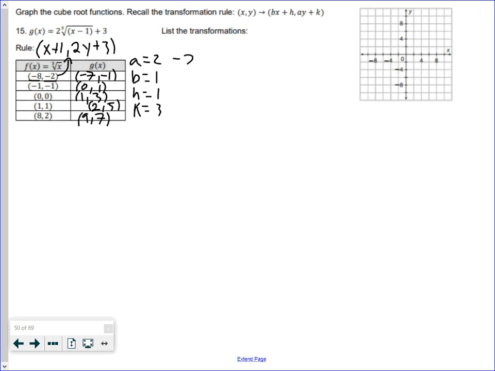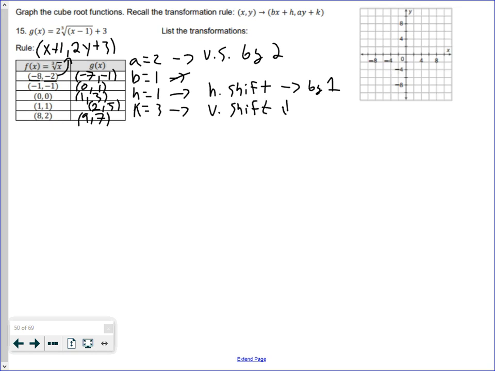So now, the list of transformations. This a tells us it's a vertical stretch, VS for short, by 2. This b tells us nothing really. This h tells us it's a horizontal shift to the right by 1. And k tells us it's a vertical shift, not down, but up by 3. So vertical shift up by 3.